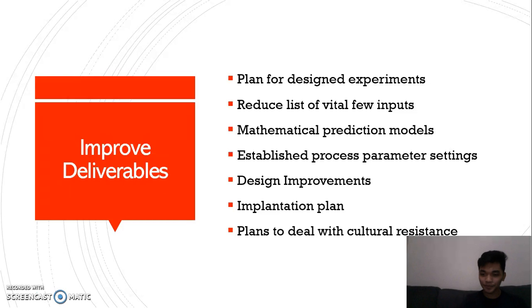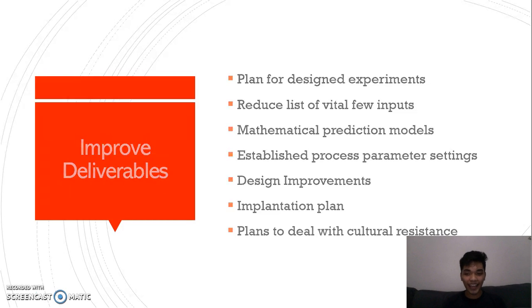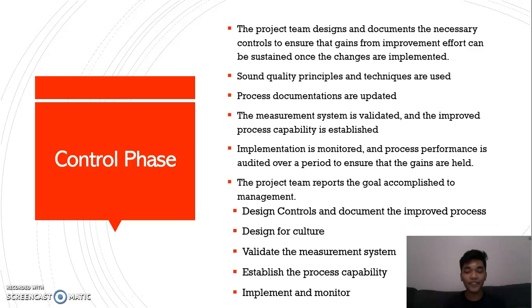Thank you. Okay, next. Control phase. So to summarize: design controls and document the improved process, design for culture, validate the measurement system, establish the process capability, and implement and monitor.